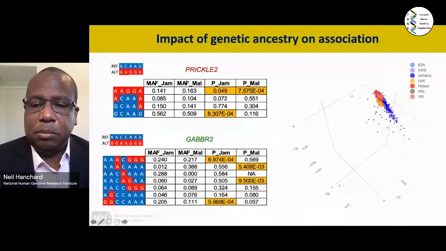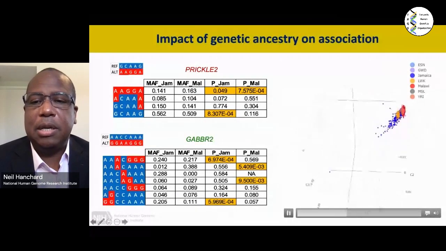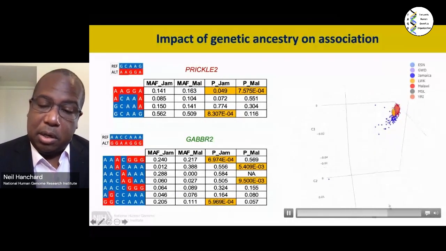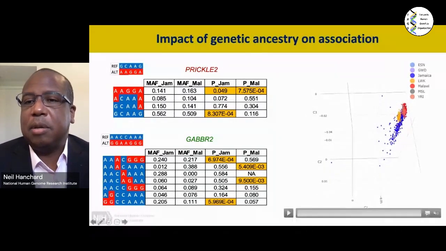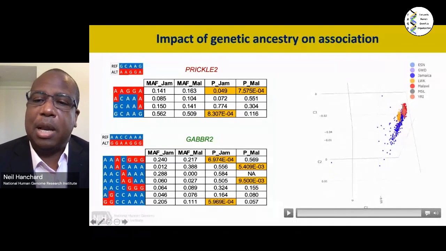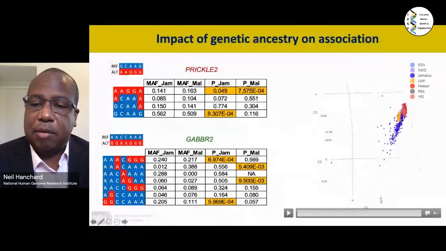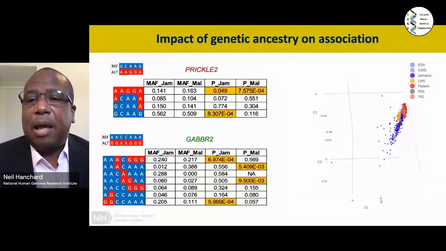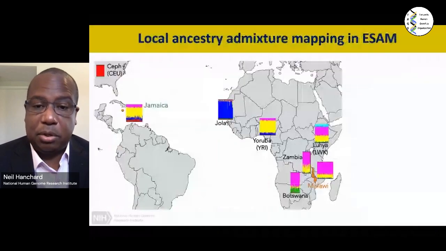In one sense, we're fortunate in that we can see that on these principal components, they all cluster together as African samples, but you see a very tight cluster of the Malawi samples in red, whereas the Jamaican samples are much more diversely spread over these first three principal components. And that spoke to us to maybe think more about admixture in these individuals.